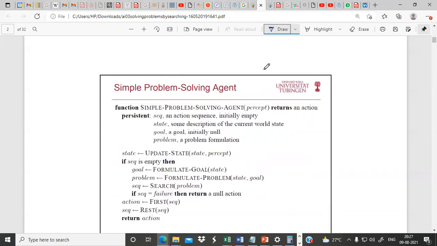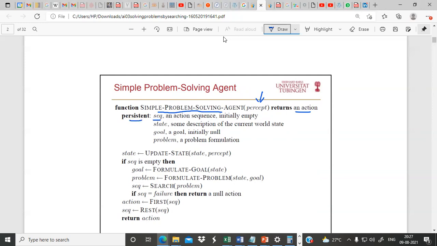So here is a simple algorithm for a problem solving agent. It's a very top level algorithm, not going into anything specific, but let us see. The algorithm is the simple problem solving agent. It perceives something from the environment and it returns an action. So these are some of the variables.